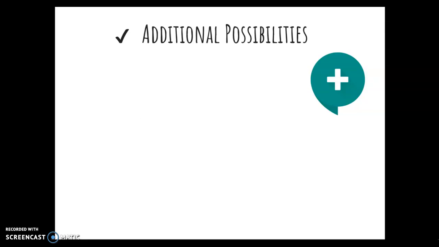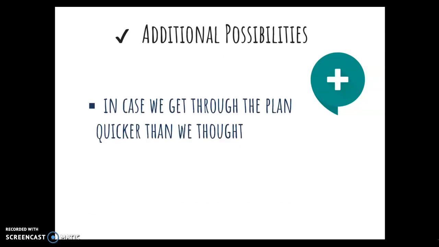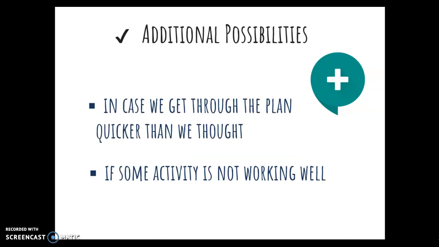And when we speak about additional possibilities, we can include some aspects like, for example, what happens if the plan is not going the way we expected, if we do the activities quicker than we thought, or if some activity is not working well. So these additional possibilities may help you to solve any problematic situation you may encounter at the moment of working with your students.